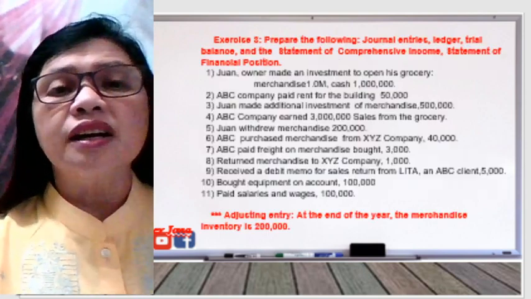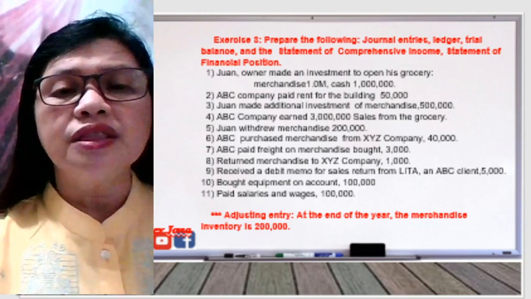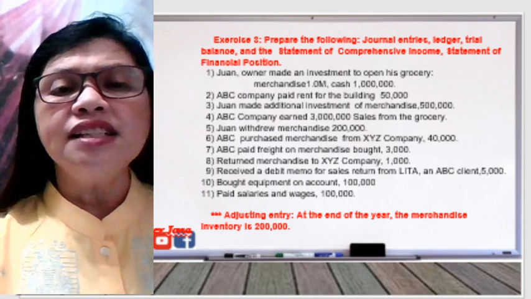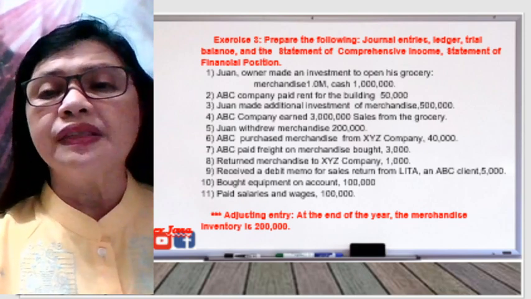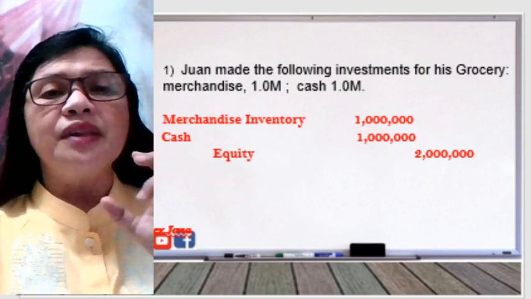Okay, here is the question. It's items 1 to 11, but in addition, there is an adjusting entry at the end of the year. The merchandise inventory is 200,000. We will do it one by one, so we will achieve mastery in our problem solving.